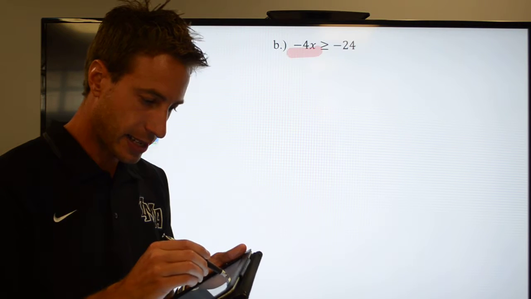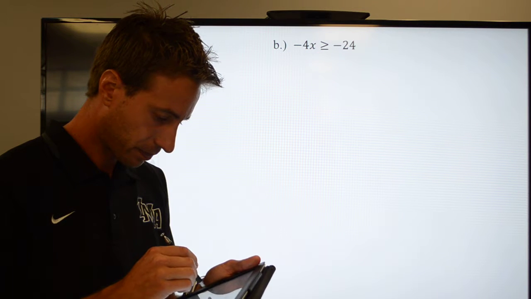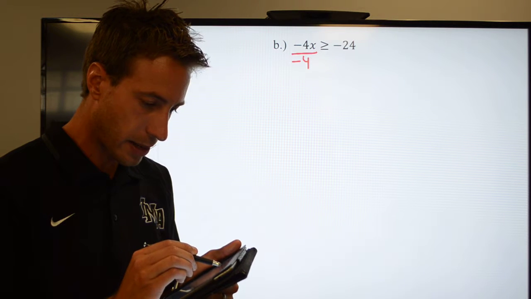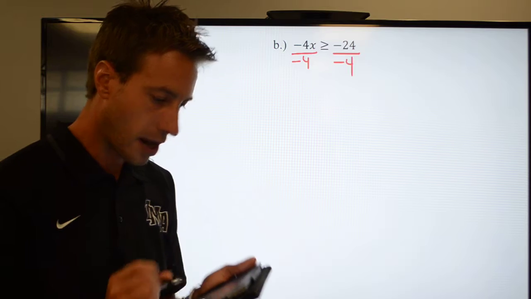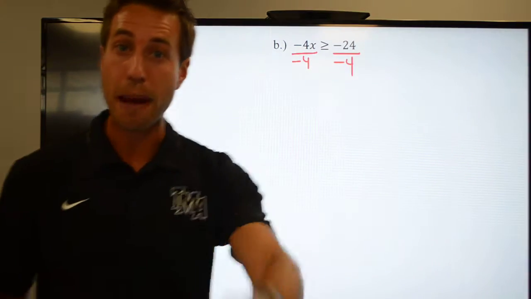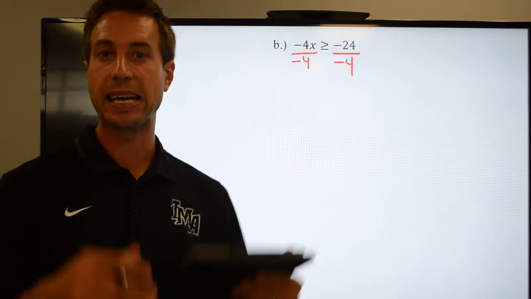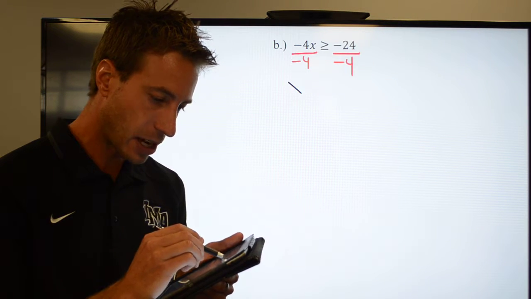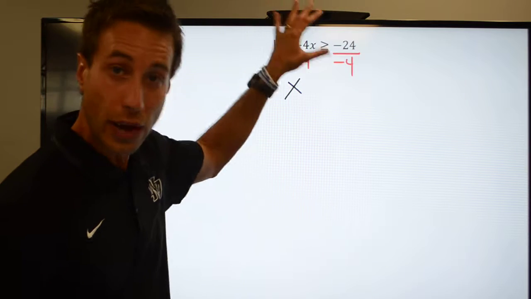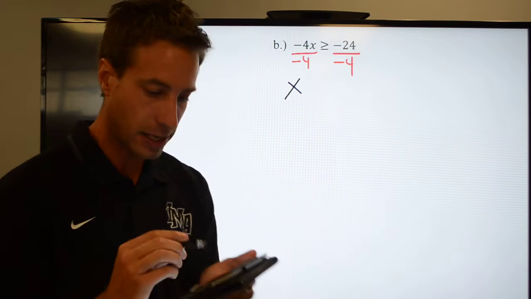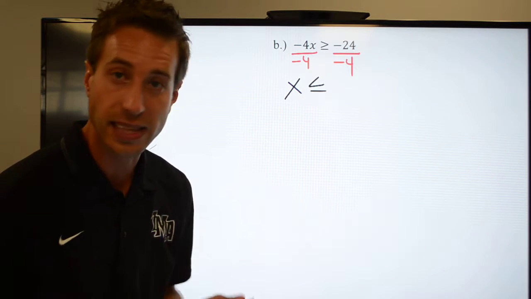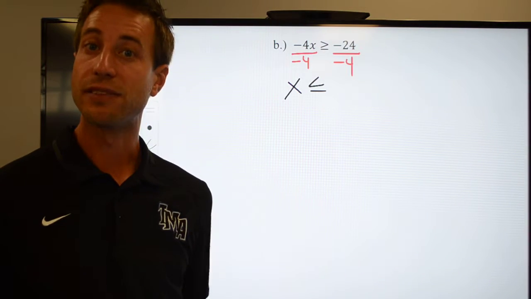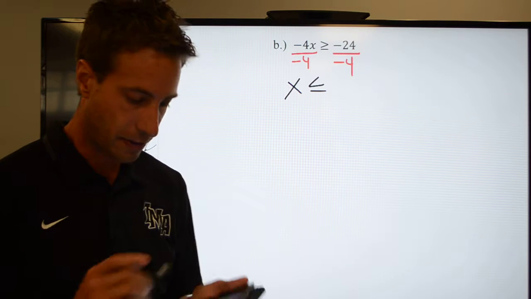Oh, sorry, that's a highlighter, not a marker. There we go. We're going to divide both sides by a negative 4. That's better. I have to remember when I divide by a negative, I have to flip the inequality. So that x is now going to be all by itself, but it is no longer going to be greater than or equal to. I flip the inequality, it's less than or equal to, and negative 24 divided by negative 4, negatives cancel each other out, 24 divided by 4 should be 6.